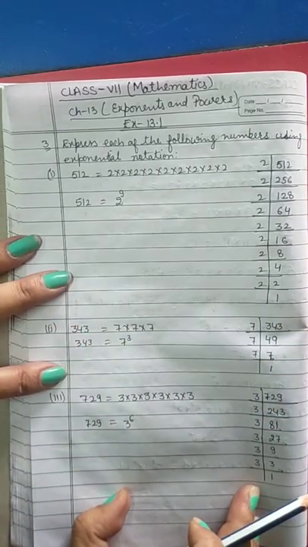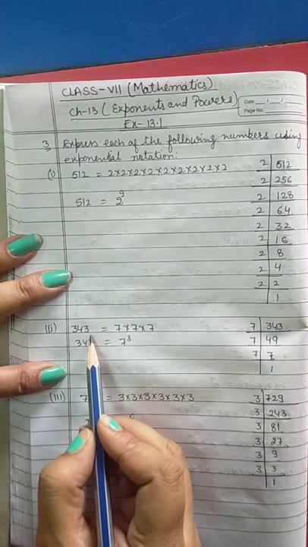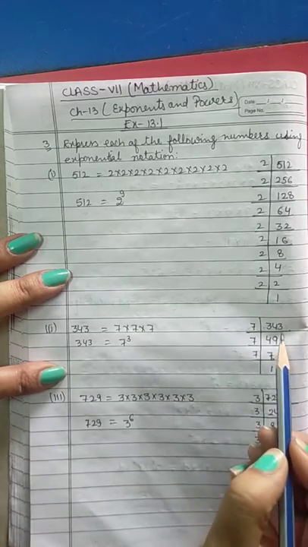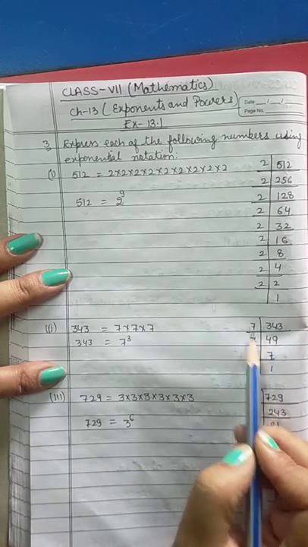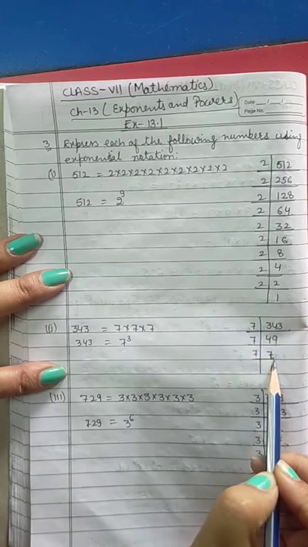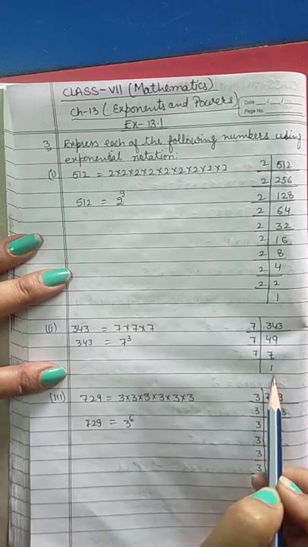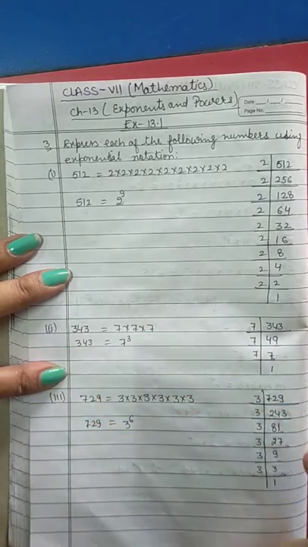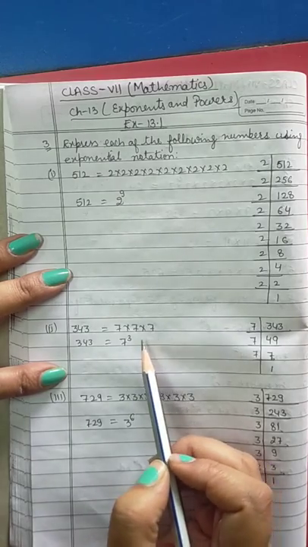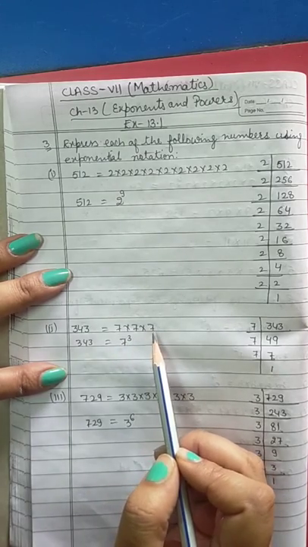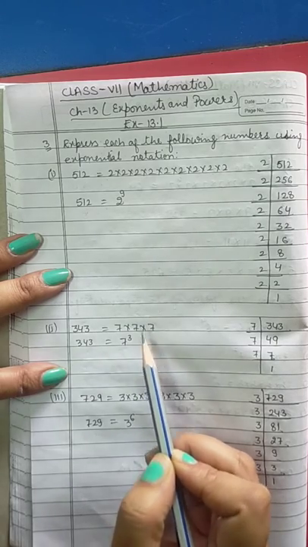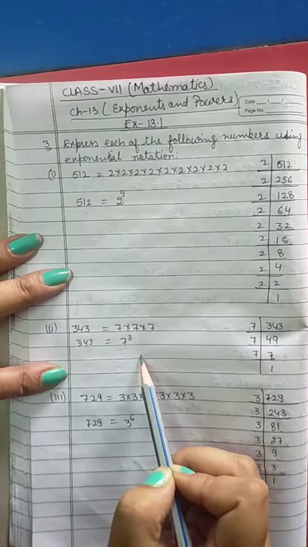Then let's move to the next part. We have the second part, 343. Again we'll use the same prime factorization method. 343 divided by 7 we got 49, again 7 sevens are 49, so we divide it and we got 7, then 7 divided by 7 we got 1. You can see that when I have divided 343 by 7's table, we got 7 three times, so its exponential form is 7 raised to power 3. In this way you can write its exponential notation.